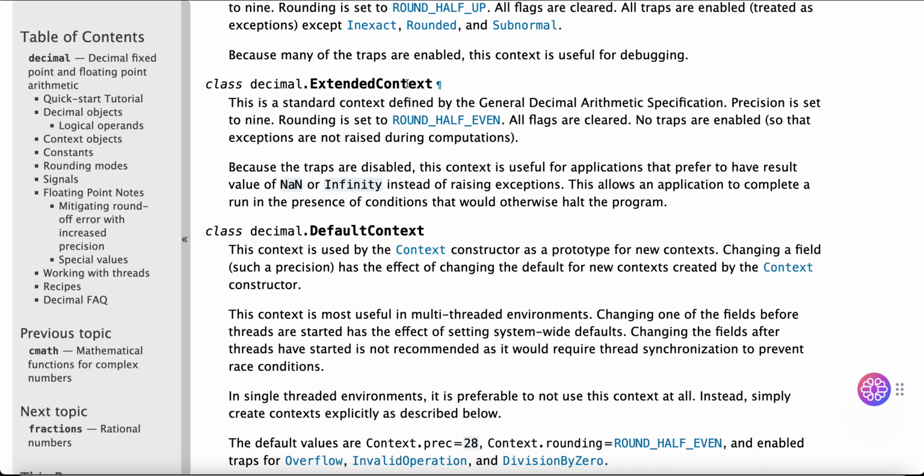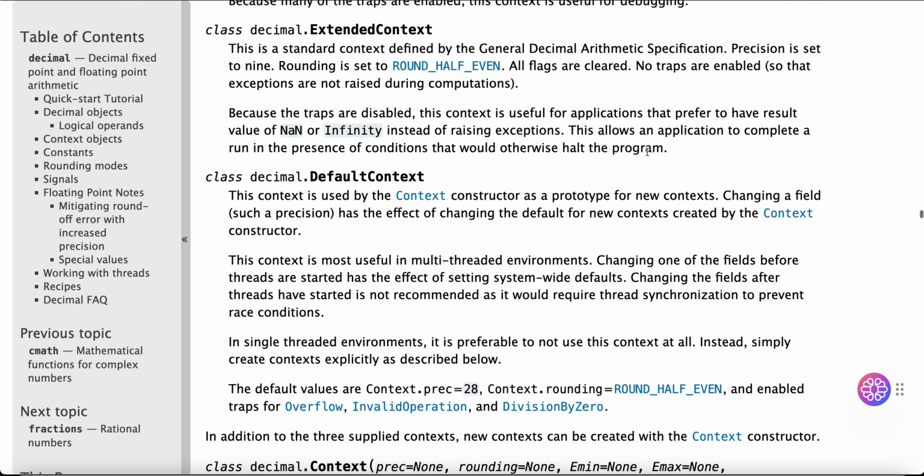Class decimal.ExtendedContext. This is a standard context defined by the General Decimal Arithmetic Specification. Precision is set to 9. Rounding is set to ROUND_HALF_EVEN. All flags are cleared. No traps are enabled, so that exceptions are not raised during computations. Because the traps are disabled, this context is useful for applications that prefer to have a result value of NaN or infinity instead of raising exceptions. This allows an application to complete a run in the presence of conditions that would otherwise halt the program.